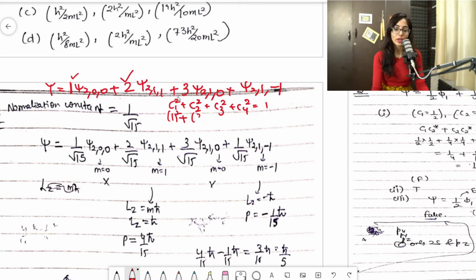So I will take 2 square plus what is C3? That is 3. So I will take 3 square plus C4. What is C4? That is 1. So I will take 1 square. So that should be equal to 1 or not. I need to check. Clear?